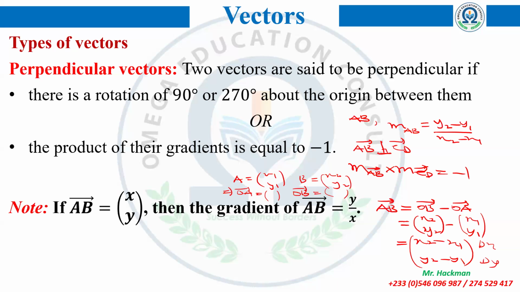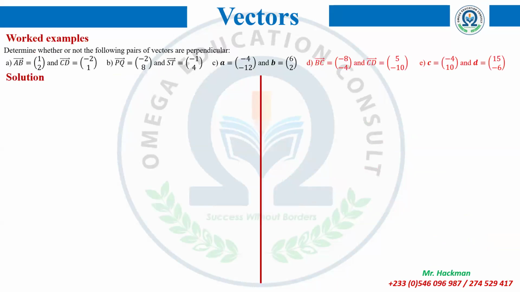On that note, that takes us to our worked example under this type of vectors. Now let's see. Determine whether or not the following pairs of vectors are perpendicular. As usual, we are determining perpendicularity. So, solution: that's what you write first after reading the question and underlining the salient part.